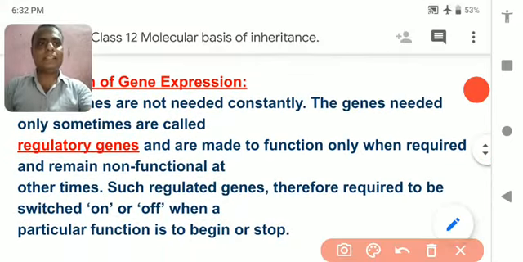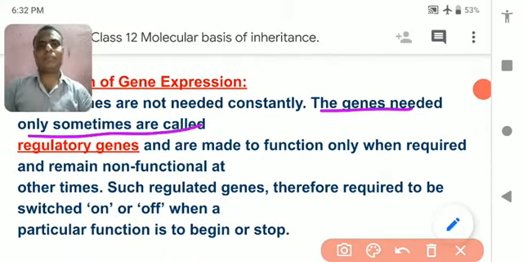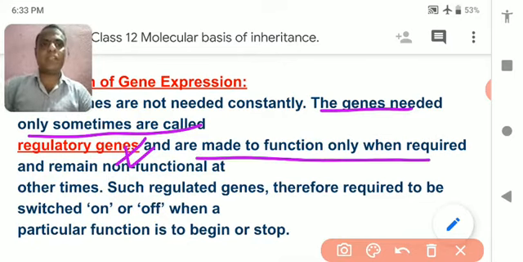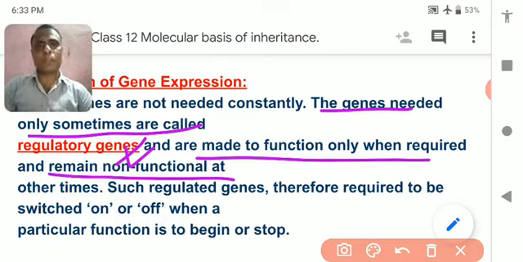So the genes needed only some of the time are called regulatory genes. Those genes produce a particular kind of protein in the presence of particular substances. They regulate the process of formation of protein, and they are made to function only when required and remain non-functional otherwise. According to need they produce a particular protein, and if there is no need they do not produce it, and they remain functionless.